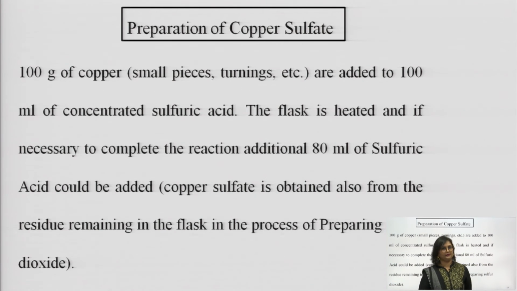100 grams of copper are added to 100 ml of concentrated sulfuric acid. The flask is heated, and if necessary to complete the reaction, an additional 80 ml of sulfuric acid could be added. Copper sulphate is also obtained from the residue remaining in the flask.